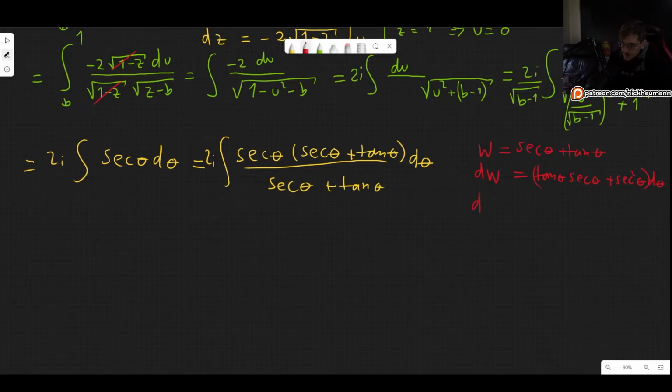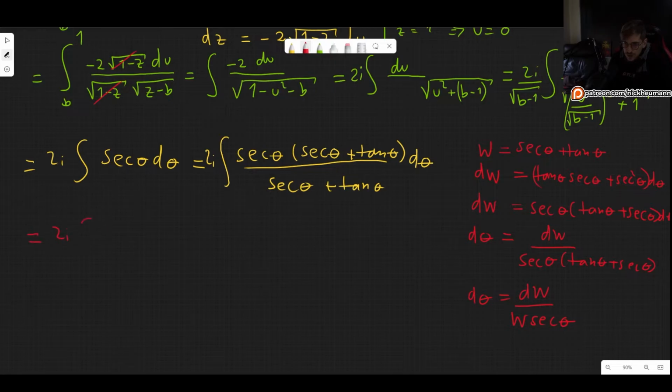So dw, we can factor out a secant: secant theta times tangent theta plus secant theta, d theta. So from this, we see that d theta is dw over secant theta times tangent theta plus secant theta. Okay, this of course here is w, but I just want to make this very clear. So d theta is dw divided by w times secant theta. So let's plug it in. So let's plug all of this in.